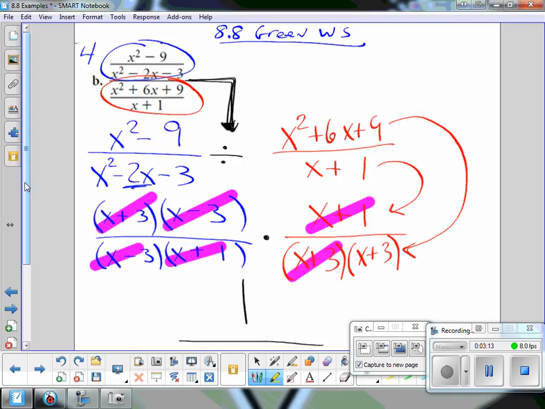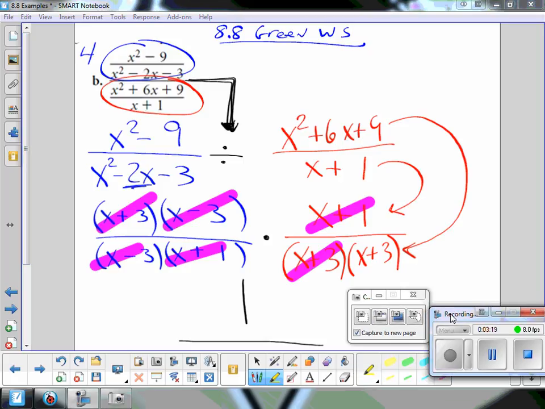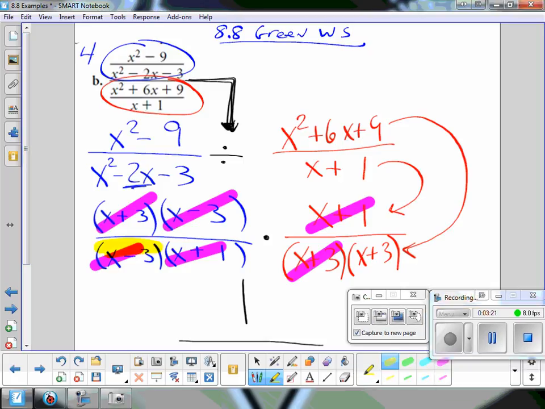So I'd avoid 3. Think about this for a minute. If you're checking your work, I would avoid 3. Why? It would make that bottom 0. I would avoid negative 1, because it would make that 0. I would avoid negative 3, because it would make that 0. So you can pick a number like 4.